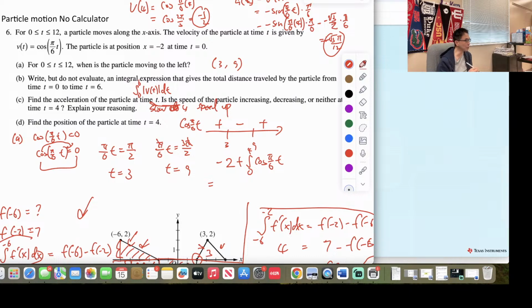Do you guys do u substitution? Yes. u equals pi over 6t. du is equal to what? Pi over 6 dt. And then it's going to be -2 plus, what is it, 6 over pi. And if I plug in 4 there, it's going to be 2 pi over 3. If I plug in 0, it's going to be 0 here. And this one's going to be cosine of u du.